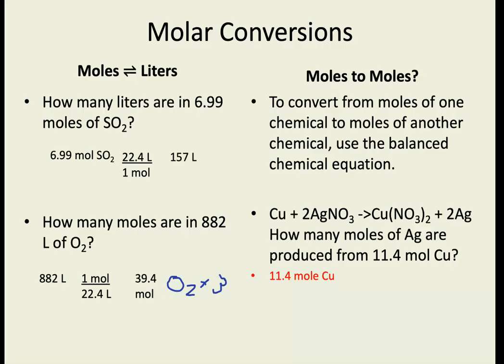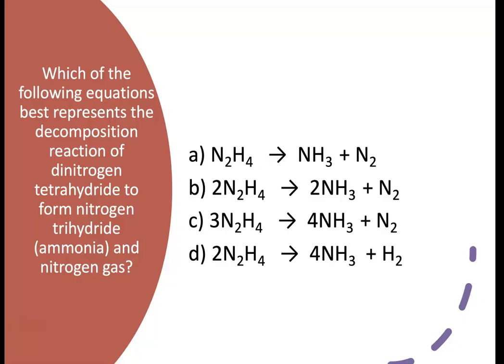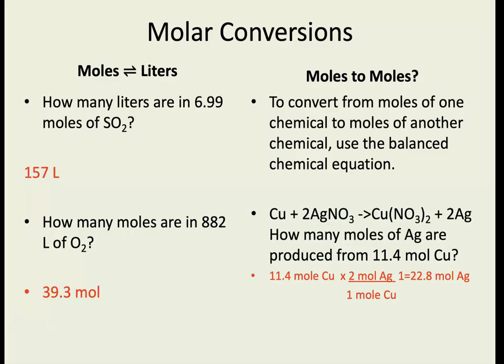And then I just have a mole to mole one for you to do from a chemical equation. So take a look at the equation and see what you can do. Oh, sorry, I went too fast. So hopefully you noticed that there was a 1 to 2 mole ratio, and you got 22.8 moles of silver.